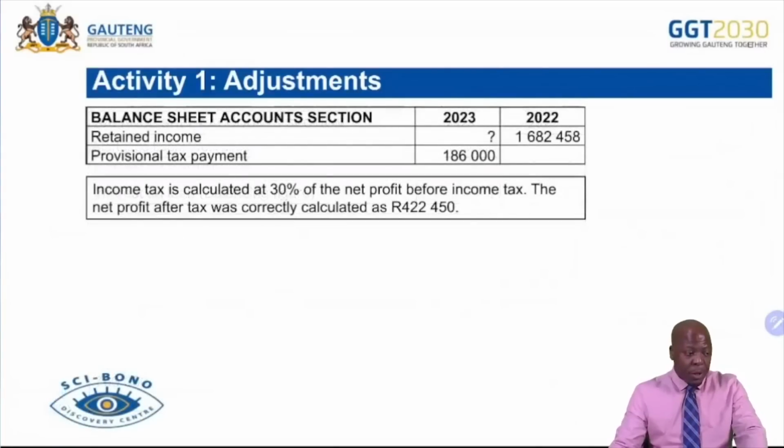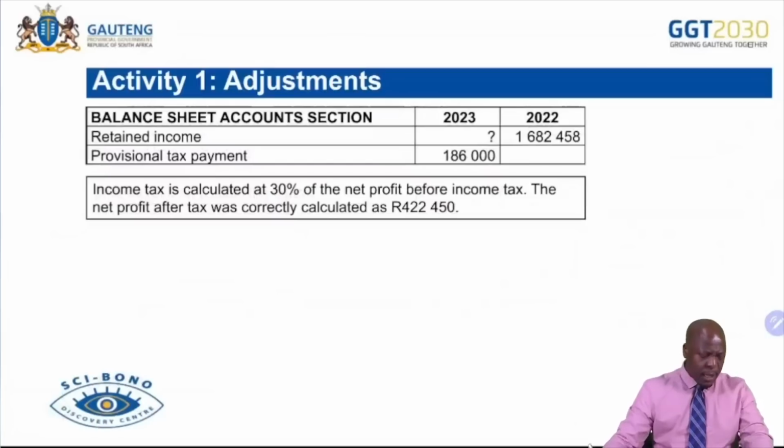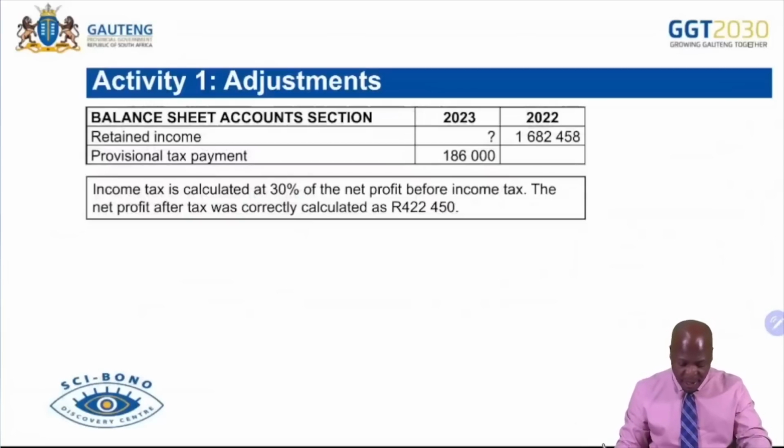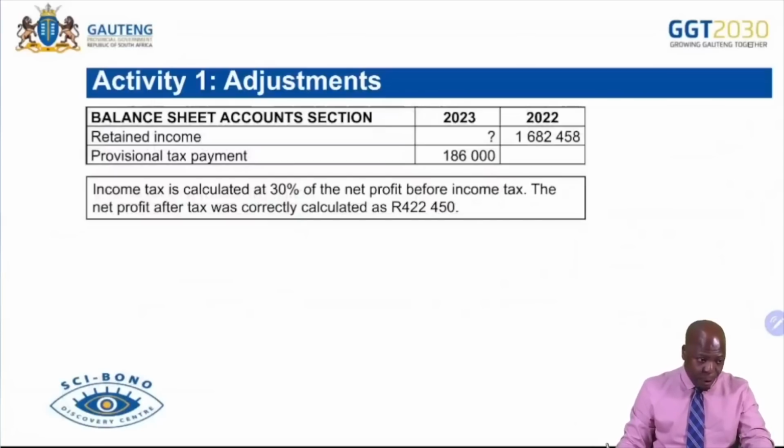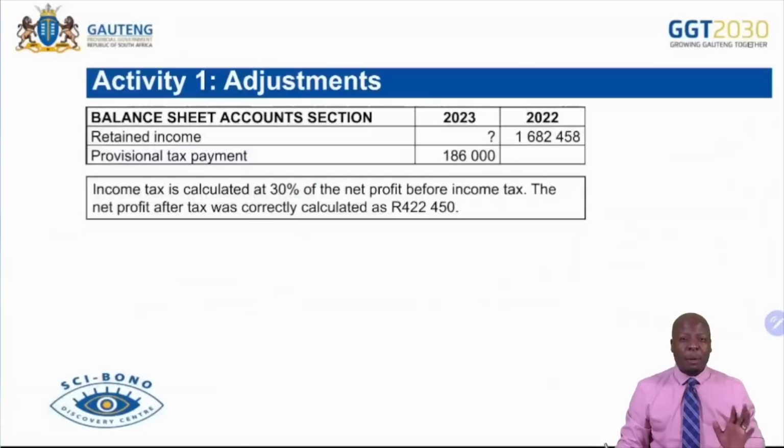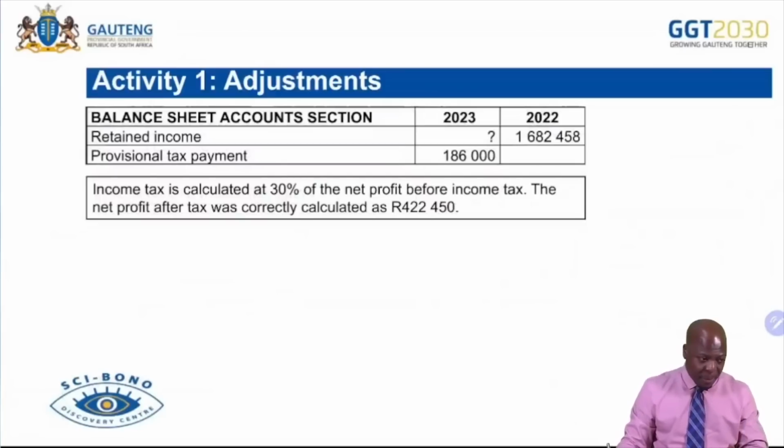Okay, let's go. The next one. So remember, the 120 is the short-term loan. If you're doing the balance sheet, you're going to show it again under your current liabilities. The next adjustment says income tax is calculated at 30% of the net profit before income tax. The net profit after tax was correctly calculated as 422,450. So if we were preparing the statement of comprehensive income, not if, we are actually preparing the statement of comprehensive income.